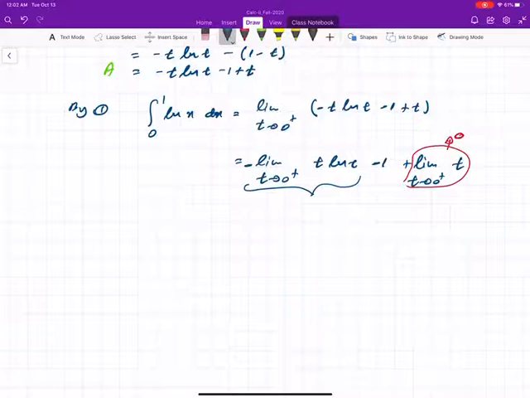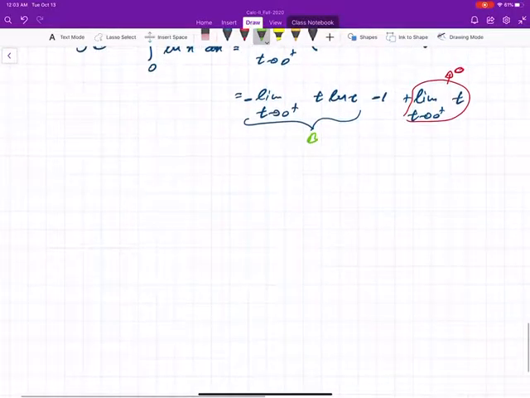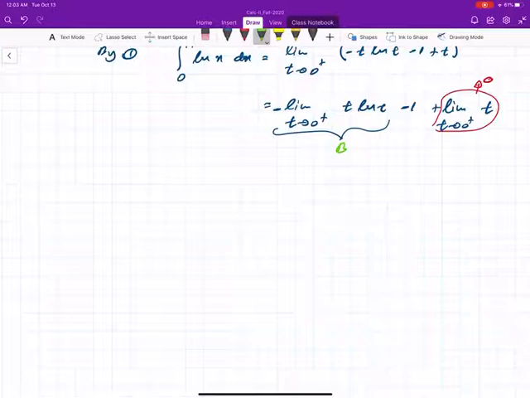This is a little hard problem. If you just plug in t equals 0, you'll get 0 times infinity, which is undefined. Because of that, you could use L'Hopital's rule. You have learned L'Hopital's rule in Calc 1. Let's use L'Hopital's rule. So let's take this part as part B. Now I'm going to work on part B separately.